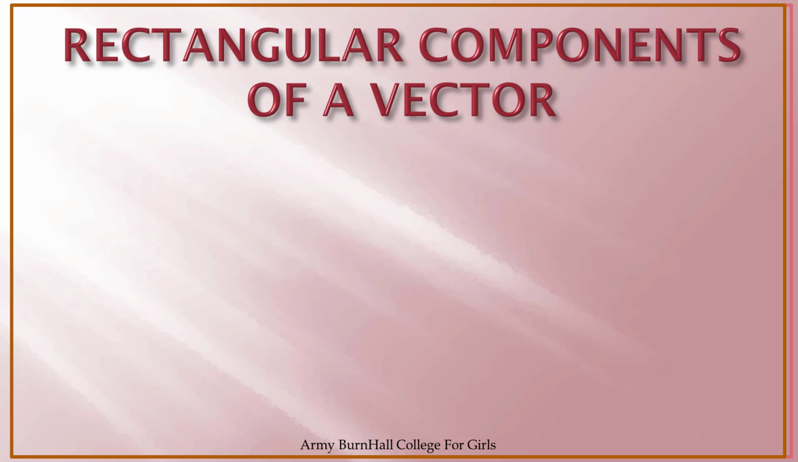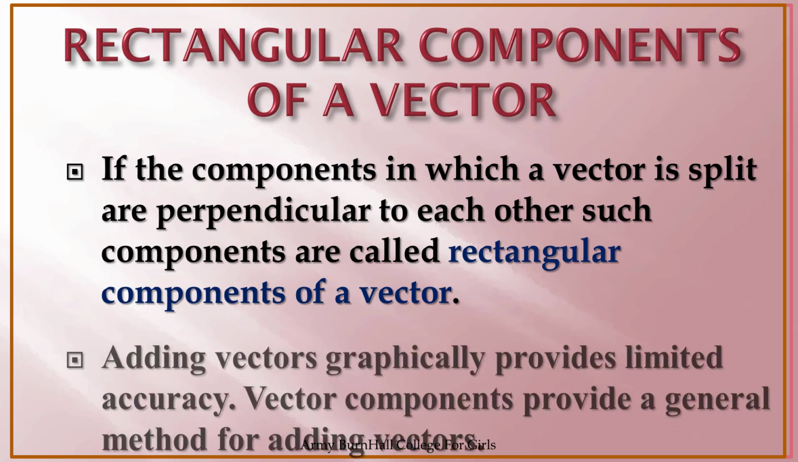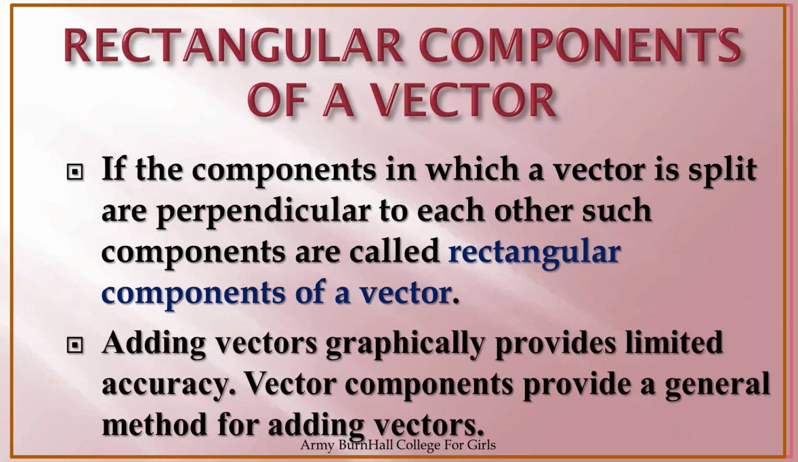And we have already discussed rectangular components of a vector: if the components in which a vector is split are perpendicular to each other, such components are called rectangular components of a vector. Adding vectors graphically provides limited accuracy. Vector components provide a general method for adding vectors. We have a proper formula and a proper result after adding the vectors with the help of rectangular components.